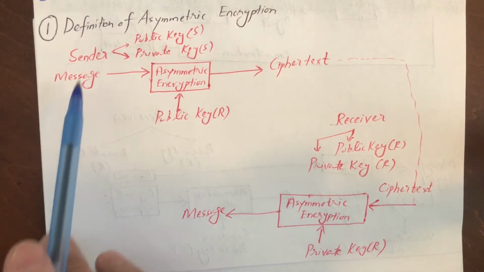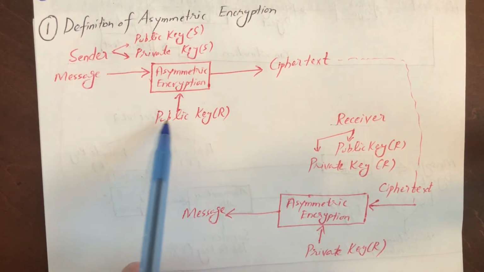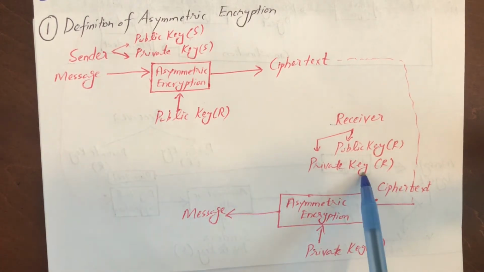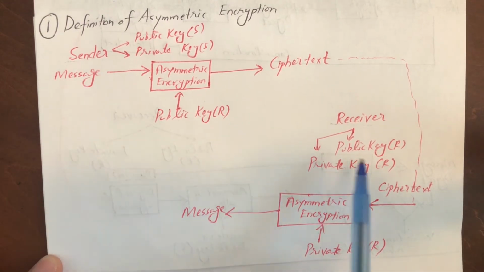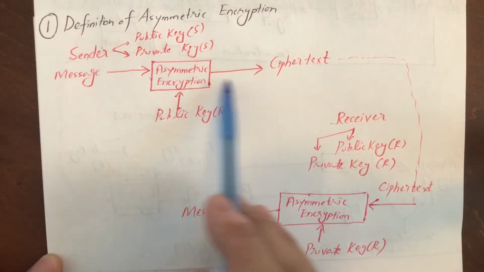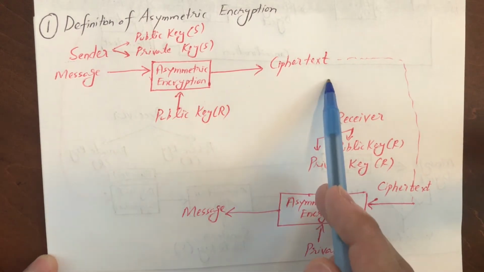So the sender will encrypt the message by using the public key of the receiver. The sender will use the receiver's public key because a public key is a key which is publicly available to everybody. Anybody can access your public key. So the sender will access the public key of the receiver and encrypt the message, so the message will become ciphertext.